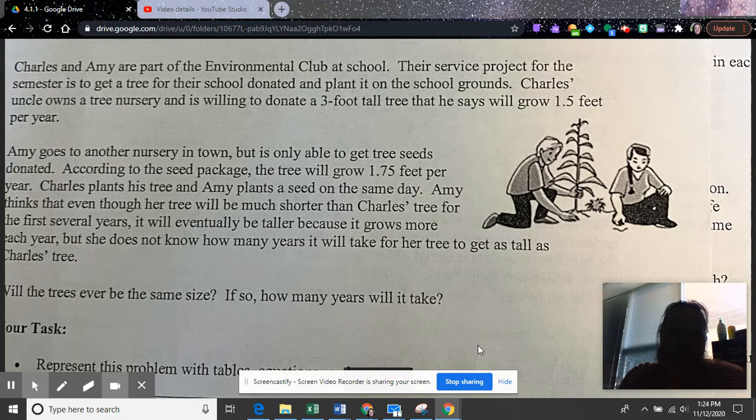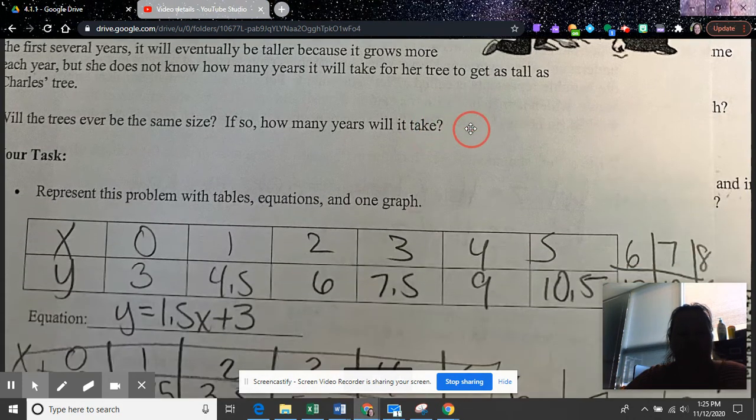Amy goes to another nursery in town, but is only able to get tree seeds. According to the seed package, the tree will grow 1.75 feet per year. Charles plants his tree, and Amy plants a seed on the same day. Amy thinks that even though her tree will be much shorter than Charles' tree for the first several years, it will eventually be taller because it grows more each year. But she does not know how many years it would take for her tree to get as tall as Charles' tree. Will they ever be the same size, and how many years will it take?